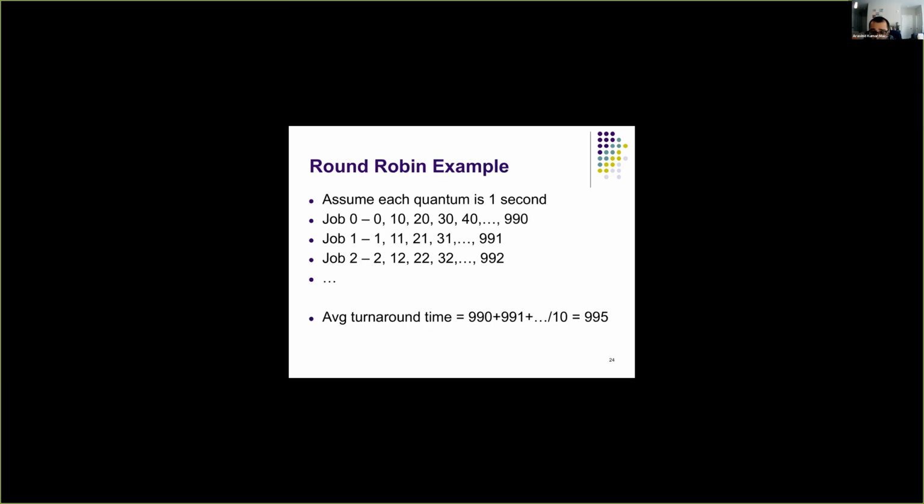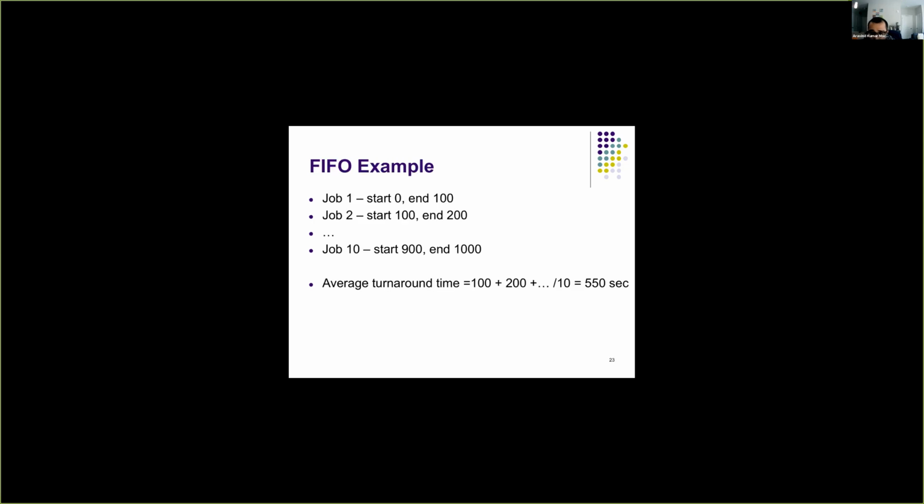In the case of round robin, it's 995. We are assuming the timer expires after 1 second. So job zero will execute at second zero, job one at one, job two at two, in a round robin fashion, and finally, after 10 seconds, job zero again gets a chance for 1 second, and so on and so forth. If you see the average turnaround time, it's 995, which is actually quite a lot more than our FIFO.